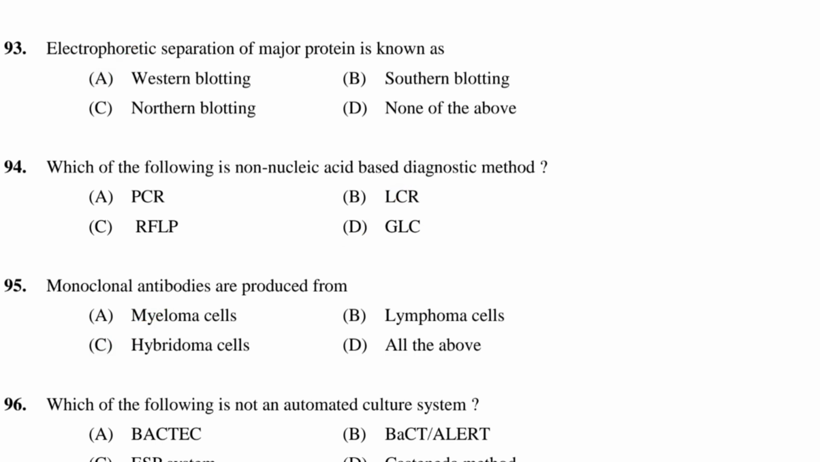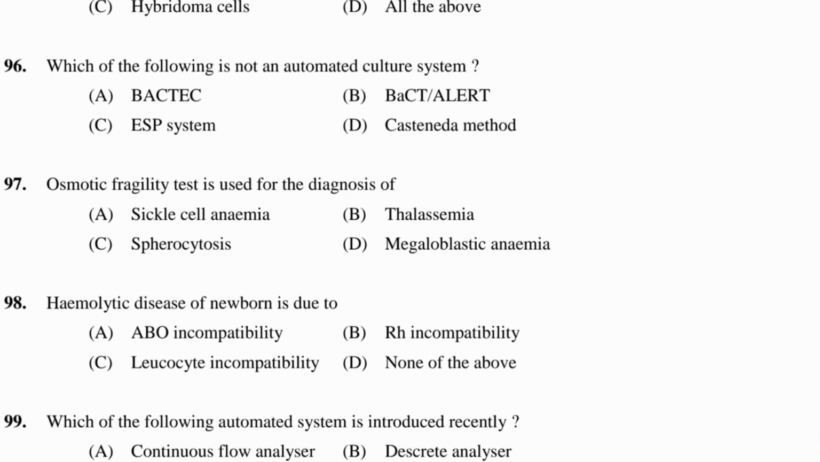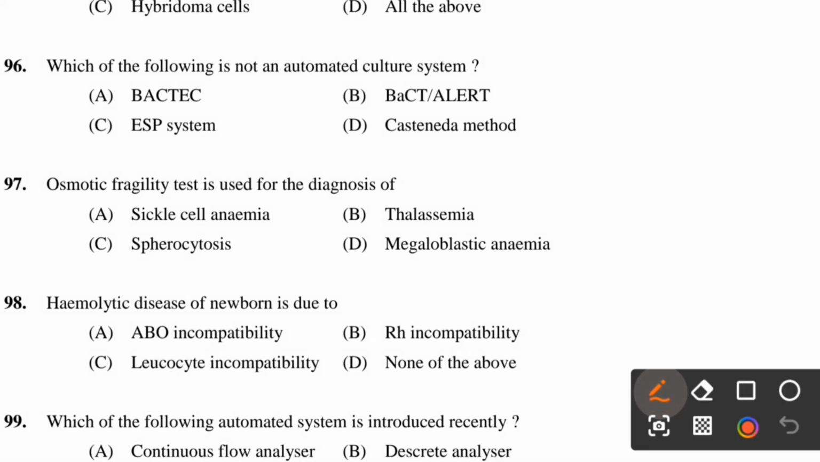Next question, which of the following is not an automated culture system? BACTEC, BACT alert, ESP system, Castaneda method. The right answer is option D, Castaneda method, which is not an automated culture system. Next one, osmotic fragility test is used for the diagnosis of. The right answer is spherocytosis.